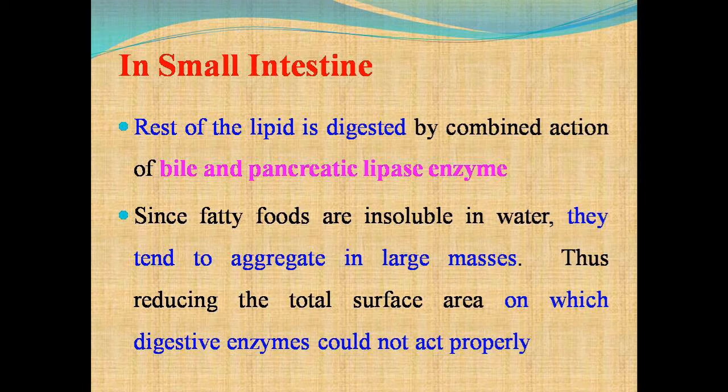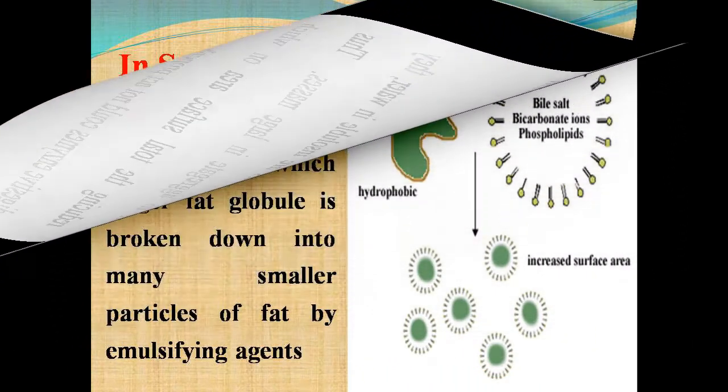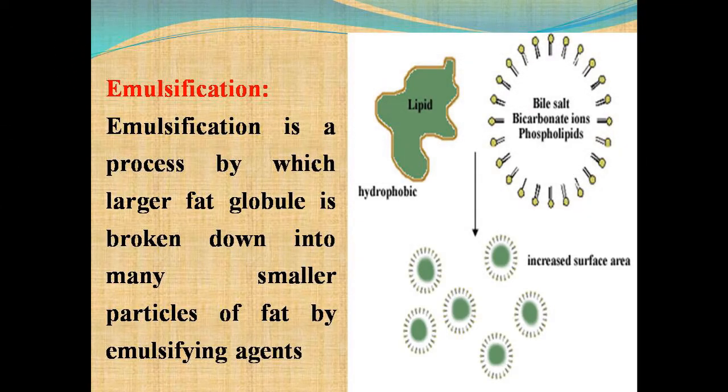Since the fatty foods are water insoluble in nature, they have a tendency to aggregate together and form large masses. By forming this type of large masses, they reduce the total surface area on which the digestive enzymes could act properly. For this reason, emulsification is needed. Emulsification is a process by which a larger fat globule is broken down into many smaller particles of fat by emulsifying agents.